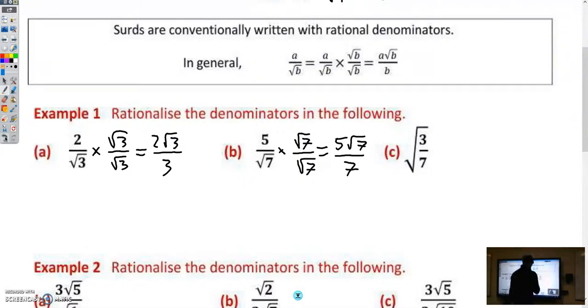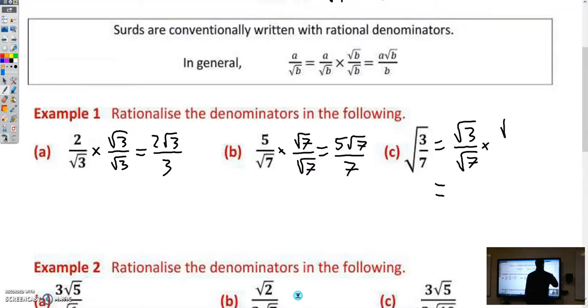Finally, we have C. Now, from index laws, we know that the square root of a fraction is the same as the square root of the numerator divided by the square root of the denominator. Okay? So root 3 over 7 is the same as root 3 over root 7. Now, the root 3 on top is okay. The root 7 as a denominator is what we're going to try and fix. So, we are going to multiply by root 7 over root 7.